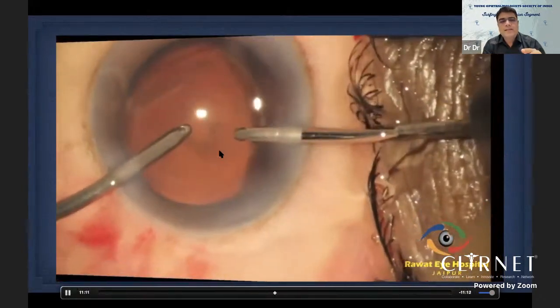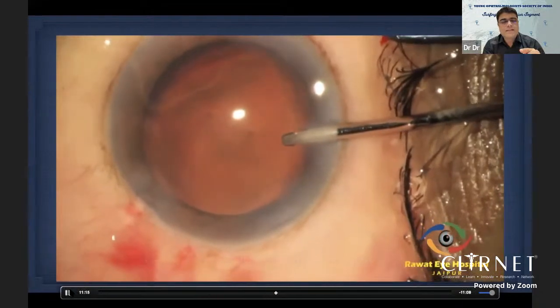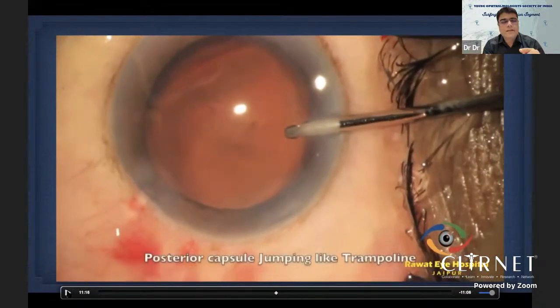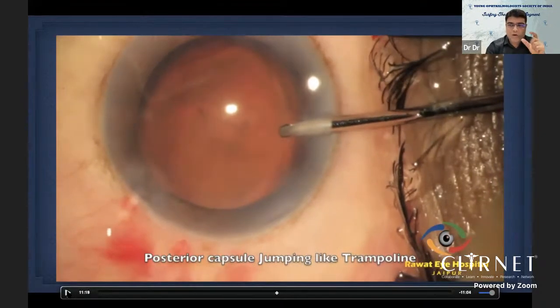You can see there is a posterior capsule rupture, and it's just dancing like a trampoline there. I think you can very well appreciate. But whenever we have a small tear like this in the center, we should always try to convert this tear into a posterior capsulorhexis so that we can put a single piece IOL in the capsular bag. If you are able to achieve that, you can very well put a single piece IOL.